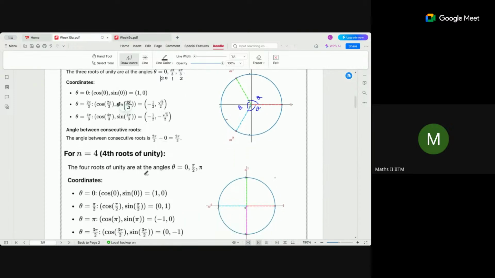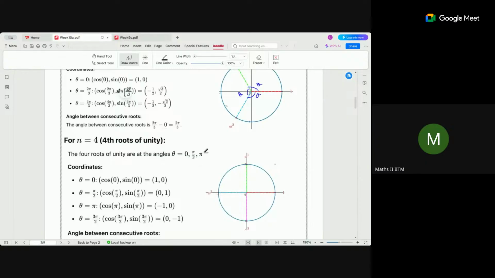Okay, same for fourth root of unity. So now for fourth root of unity, what are the angles you will have? You have 0, pi by 2, pi. Here one angle is missing. Can you tell me what is the next angle? So you would need to have 2 pi k by n, where here n is 4. So you have pi k by 2. So k is 0 means 0. K is 1 means pi by 2. K is 2 means it is just pi. So for k is equal to 3, what is the next angle here?